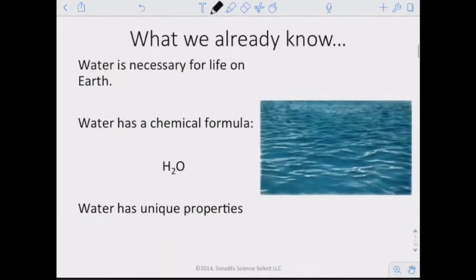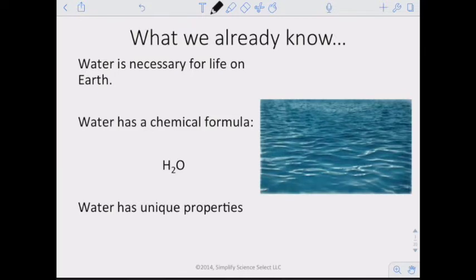So, what we should already know coming into this: water is very essential for life on Earth. It is necessary for life on Earth. Water has a chemical formula of H2O, and water has very unique properties all to itself.